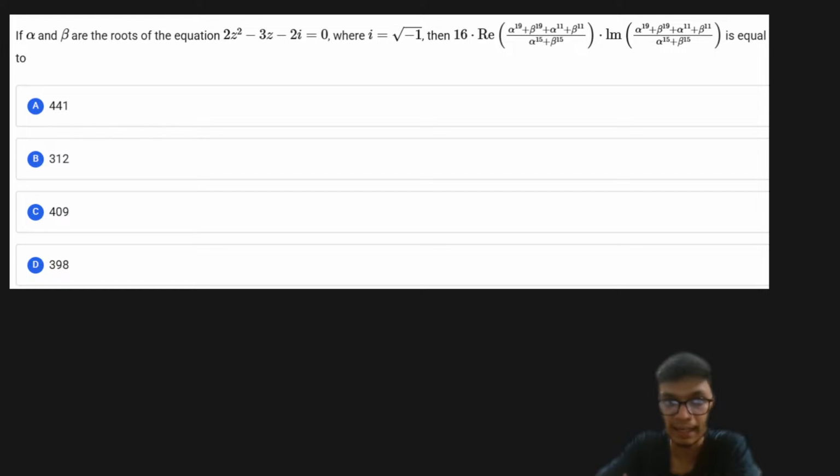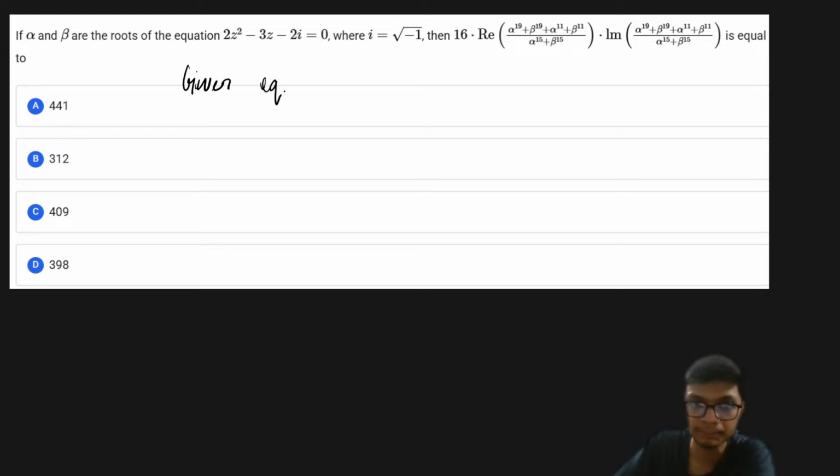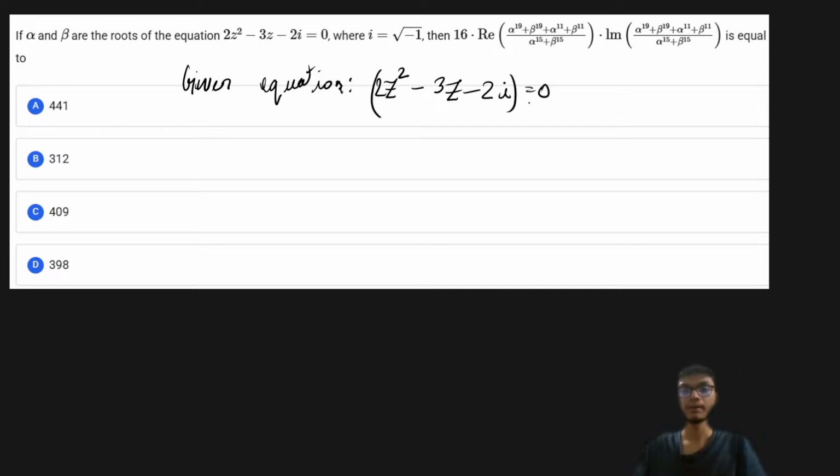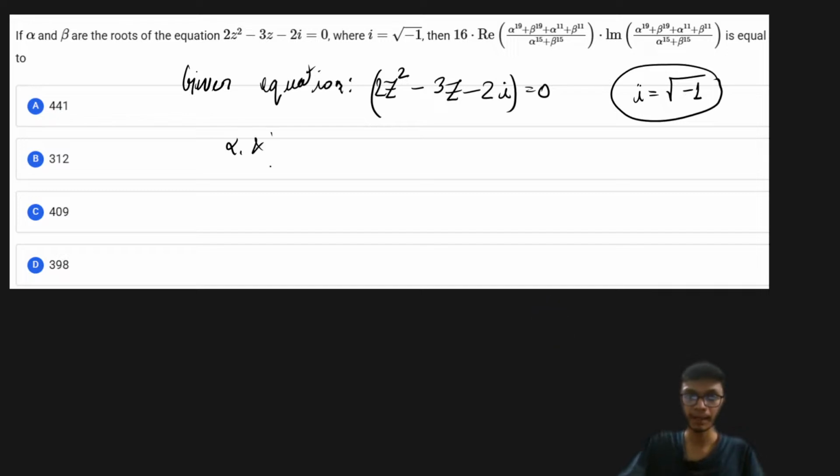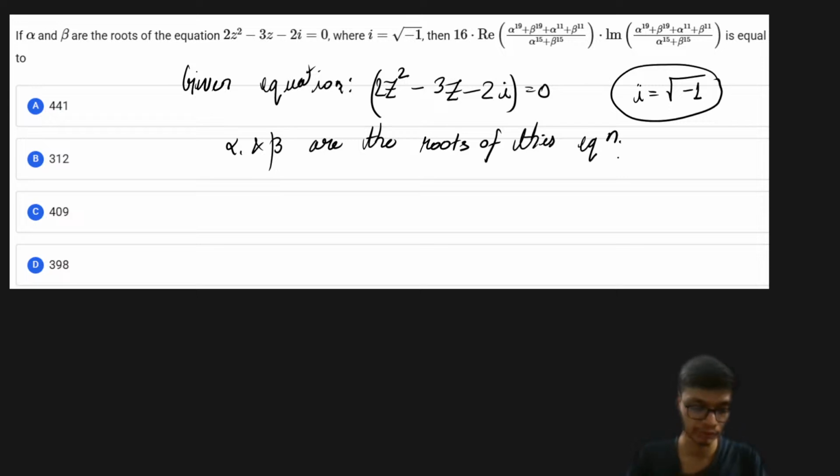Okay, so it is saying that alpha and beta are the two roots of the given equation. We have a quadratic equation given as 2z squared minus 3z minus 2 iota equals 0, and iota is given as square root of minus 1. That is what is mentioned in the problem. And alpha and beta are the roots of this equation.